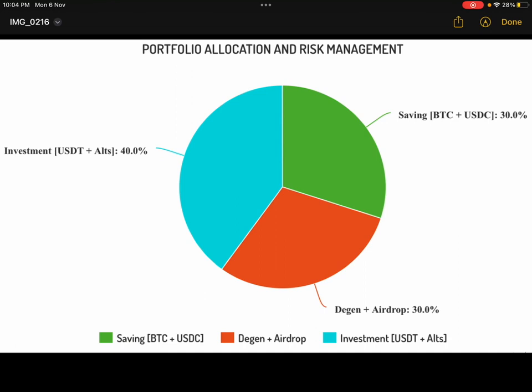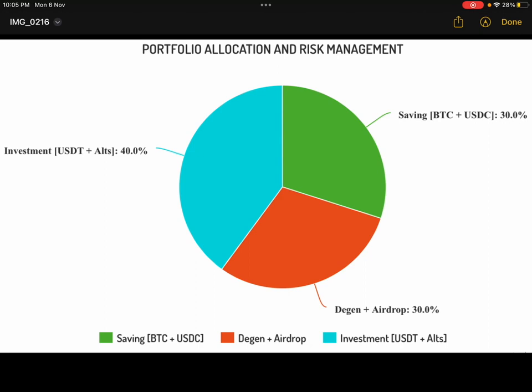And the last 30% part of my portfolio is in degen stuff and airdrops. So basically, some very new coin has come up. Let's say there's a recent meta in crypto called GambleFi. So I can maybe invest in some really small cap coin. That money is basically gone. So that comes from here.